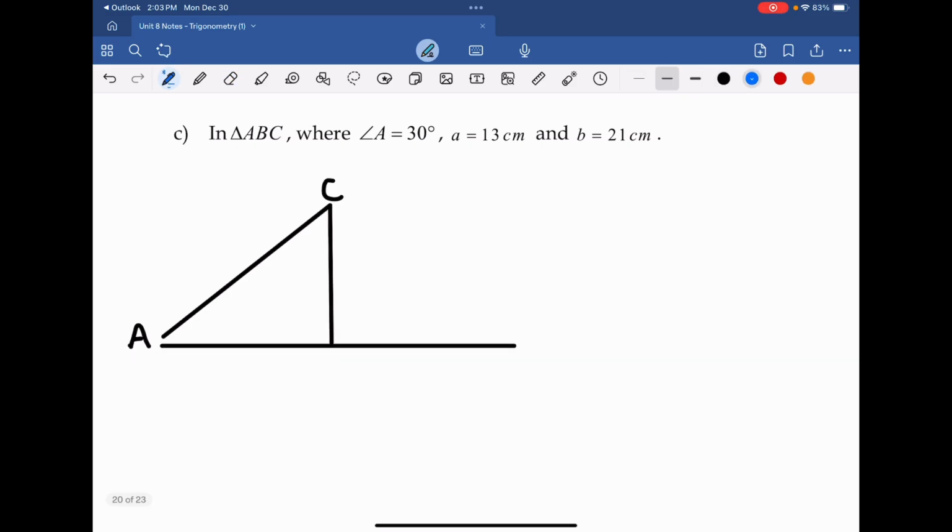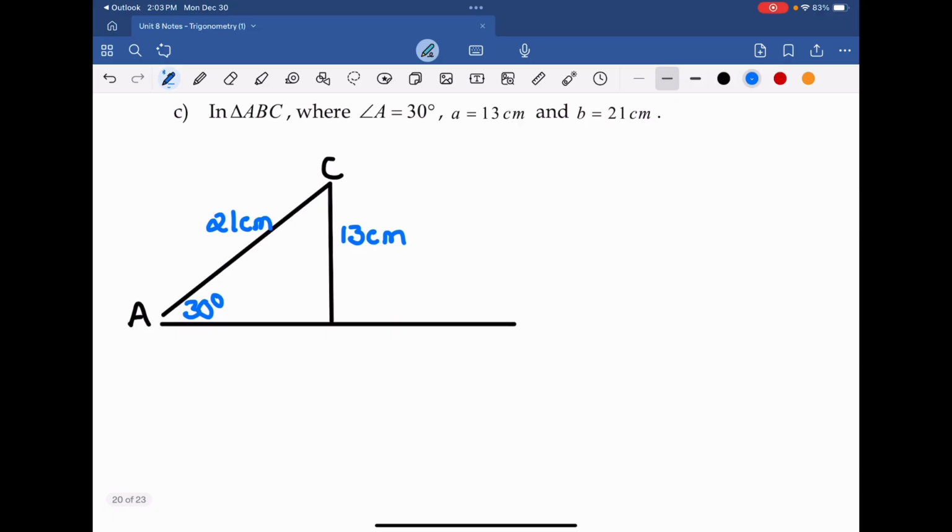Now, in this situation, I'm going to fill in the information. 30 degrees goes here. Side length A is 13 centimeters. So that's supposedly the one that's here. And then 21, which would be across from B, where we don't know where B is currently. It's somewhere down here if there is a solution. We just don't know exactly where. And you'll see us fill that in a second here.